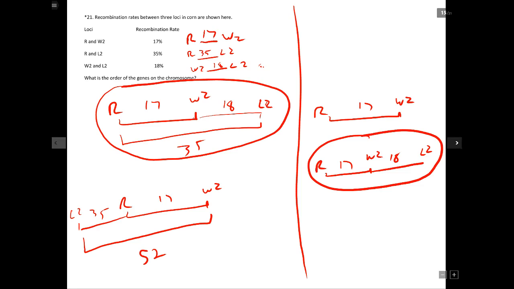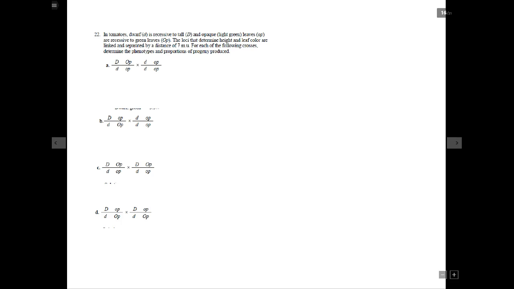Easy enough. Those ones aren't too bad. Alright, so here's another one. This one, you are given the map units ahead of time. So that means our number of recombinants is going to be 7%, or we'll have 3.5% of one type of recombinant and 3.5% of the other type of recombinant. So all we have to do is figure out the types of recombinants in each case.